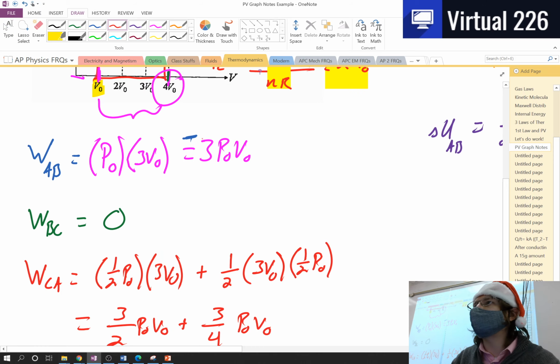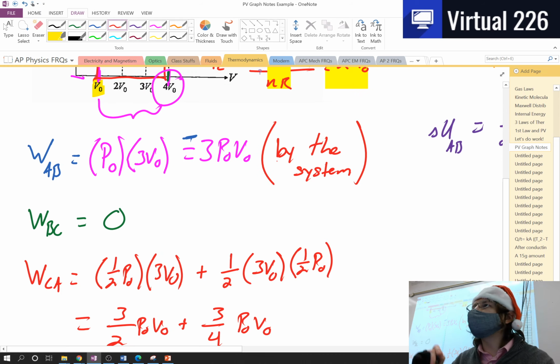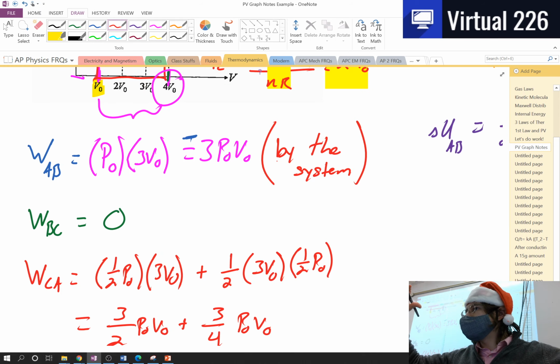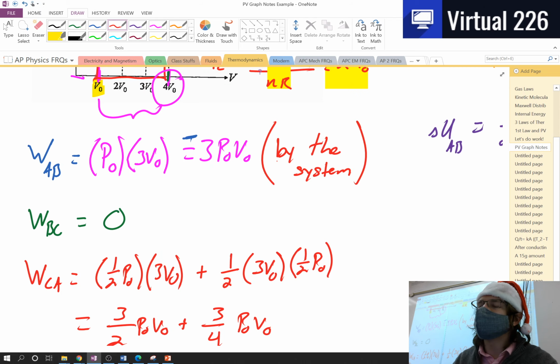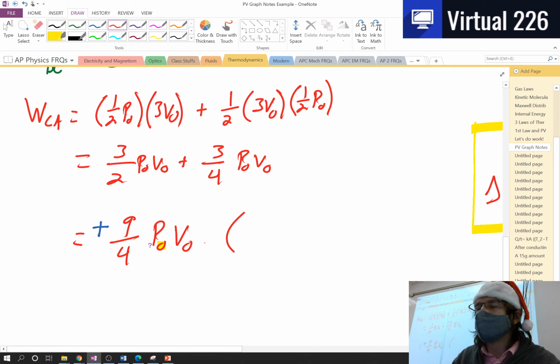We're calling this work negative because work is done by the system. Work is done by the system. The gas had some internal energy. It increased the volume out, and in doing so, it did work. The system did work. Work was done by the system. In our other case here, work is done on the system.